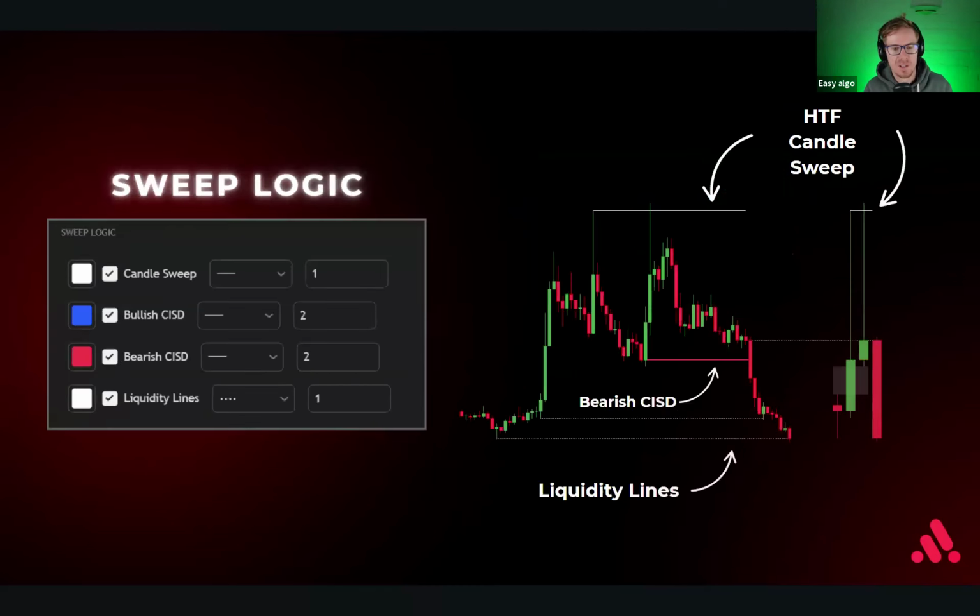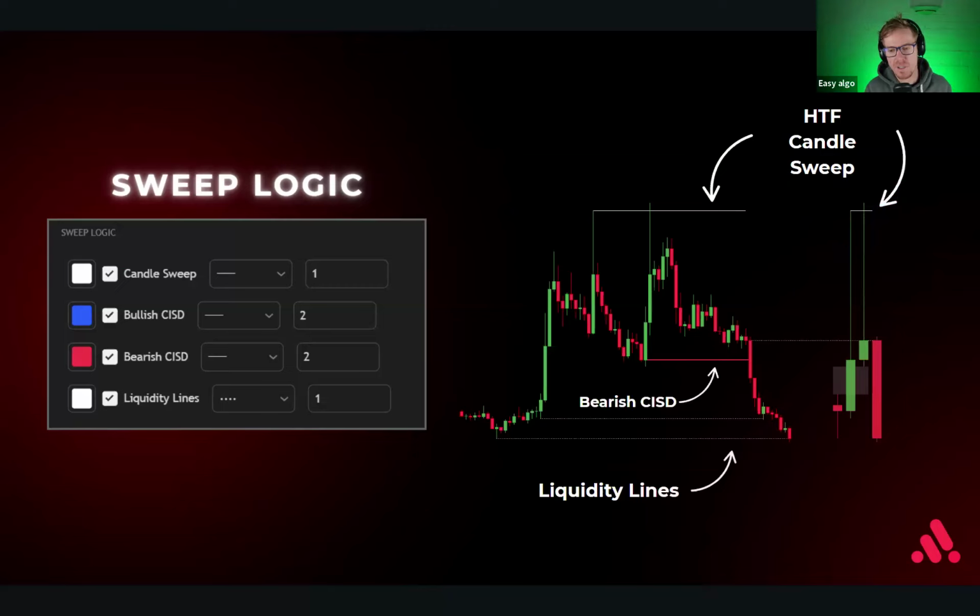So if you come over here onto our sweep logic, you can see we've got candle sweep, bullish CISD, bearish CISD, and liquidity lines. So you can see the candle sweeps is going to mark out any forms of sweeps that happen on the higher time frame chart, and then it'll project it onto the lower time frame chart. So all the sweeps are going to happen on the higher time frame first.